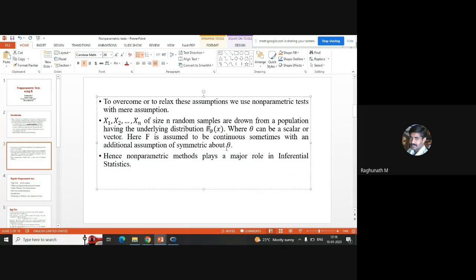Yesterday when I plotted both the normal curves, one was symmetric about 0, another was symmetric about 1. Symmetry means we have to talk about the point at which it is going to be symmetric. Yesterday the binomial with p = 0.5 and n = 10 was symmetric about 5. Hence, non-parametric methods play a major role in inferential statistics.